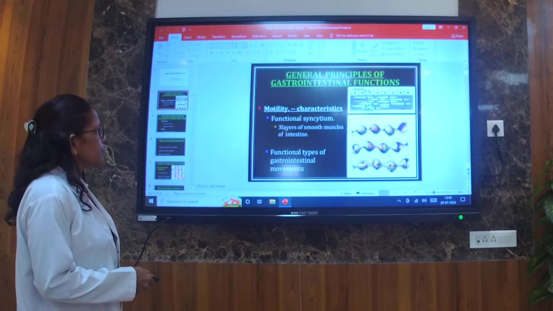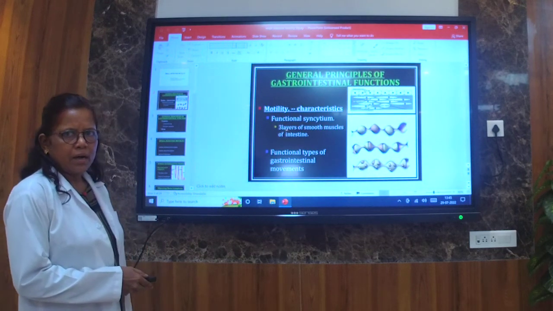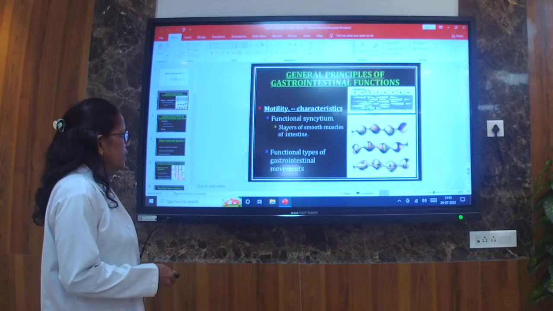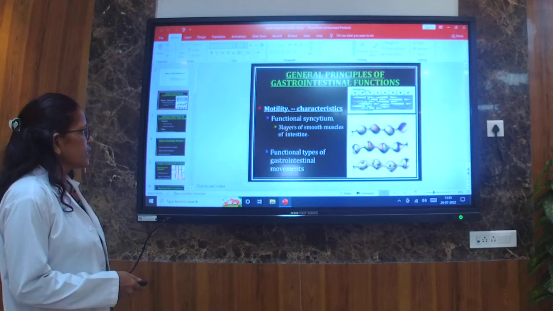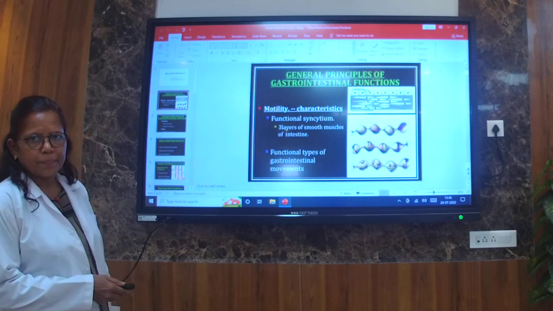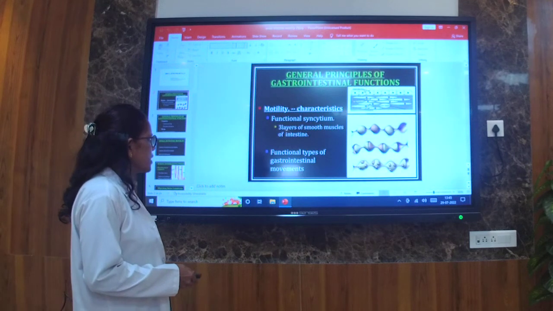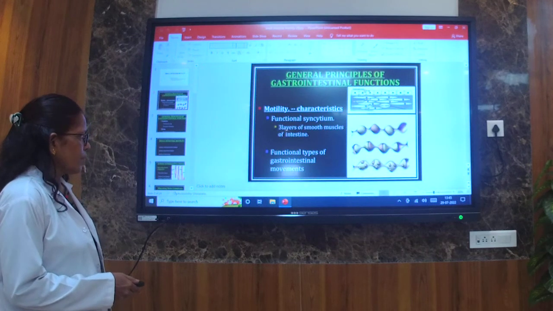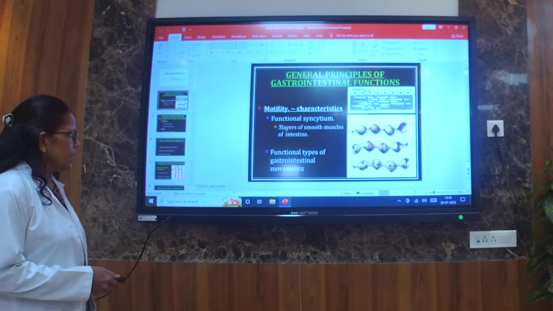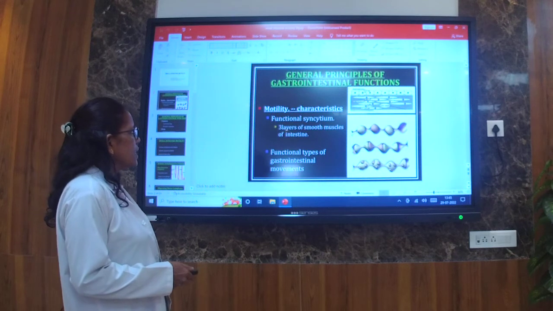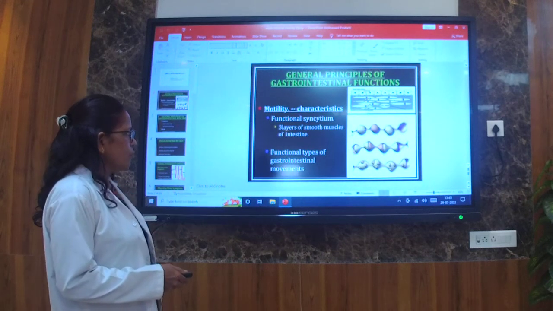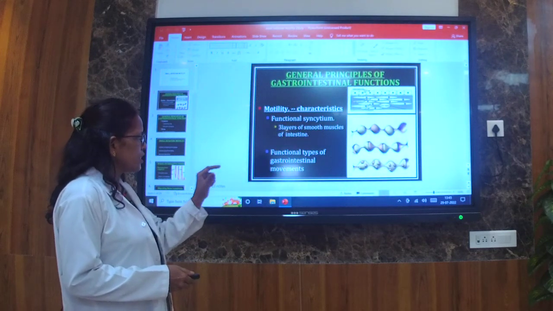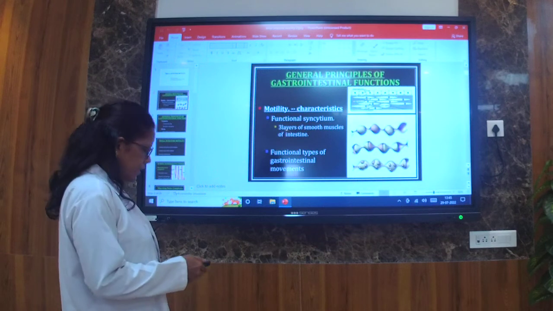What are the general principles included in gastrointestinal motility, or movement of the small intestine? Motility, what are the characteristics? First, it includes functional sensitivity, and the small intestine has 3 layers of smooth muscle. These diagrams show the functional types of gastrointestinal movement. Constriction rings are there, and through these rings the bolus is passed forward in the forward direction.